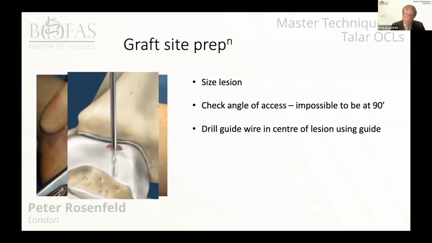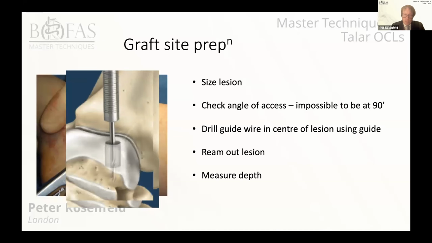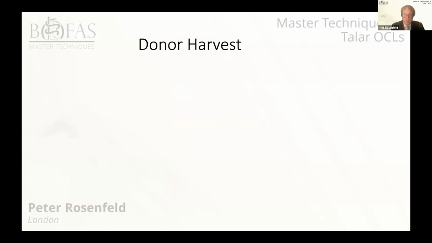Then that blue tamp, or the blue sizing wire, has a hole down the middle. So once you position it centrally over your lesion, you then drill the guide wire down that, and that will put you in the center of your lesion. And then you have the reamer of the appropriate size to get rid of the bad cartilage and a cylinder of the cancellous bone. Now, this is very important. Measure the depth of your hole so you know how deep and how big a plug to put in.